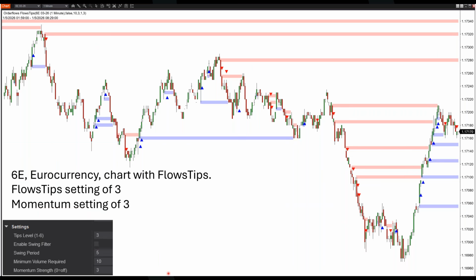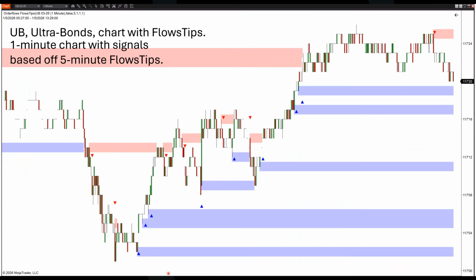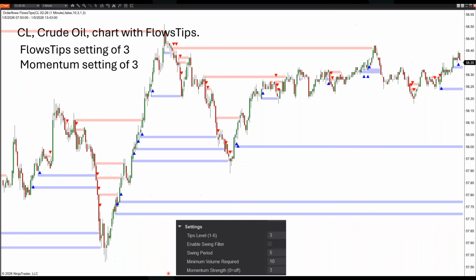That's why I say, if you're using a tips level of 3 and a momentum strength of, say, 6, you might not catch that turn right away, right? Simply because the momentum hasn't shown up yet. So just keep that in mind. So Ultra Bonds, it's a 1 minute chart off 5 minutes flow tips setting. Okay. Crude oil, 3 of 3.